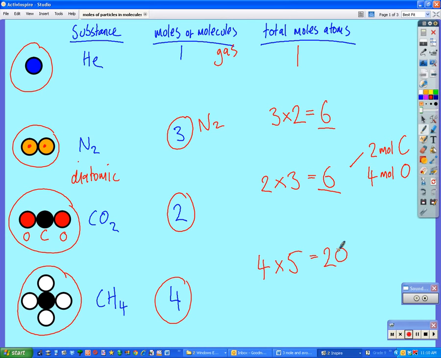That 20 moles of atoms is made up of 4 moles of carbon and 16 moles of hydrogen. 16 because we've got 4 moles of it and there are 4 atoms per mole. You can take that as well.